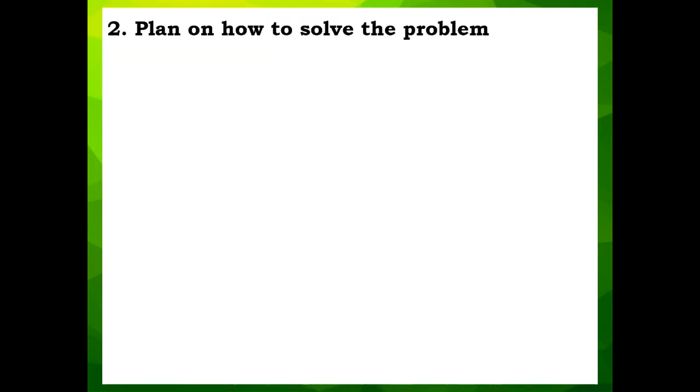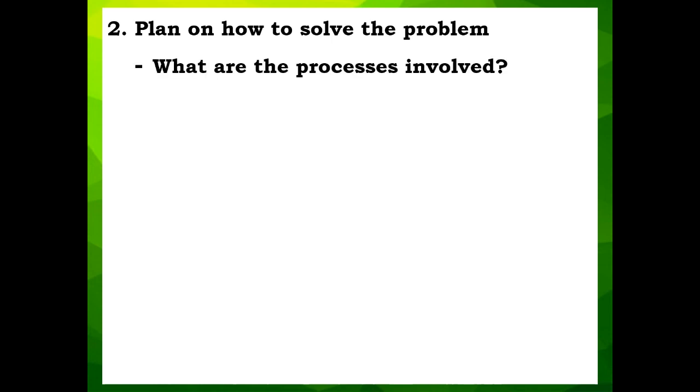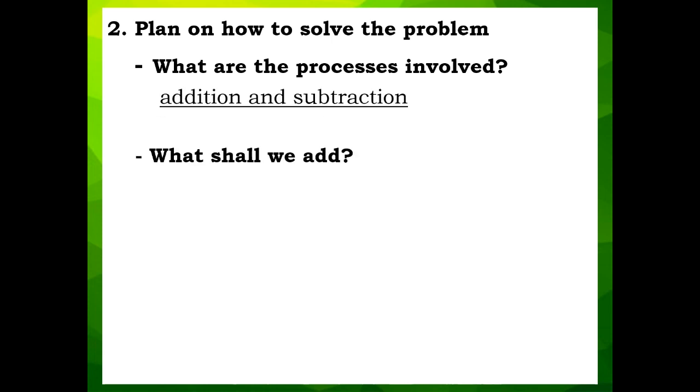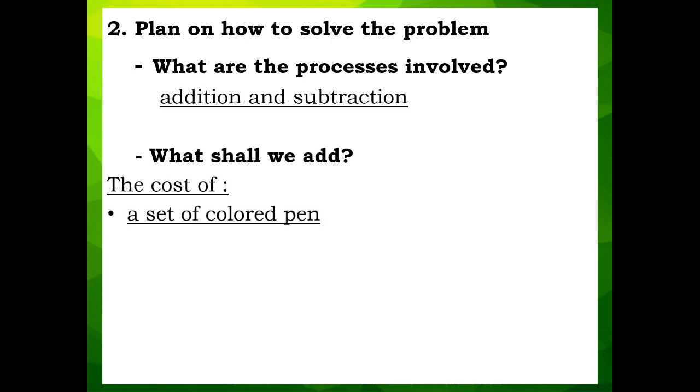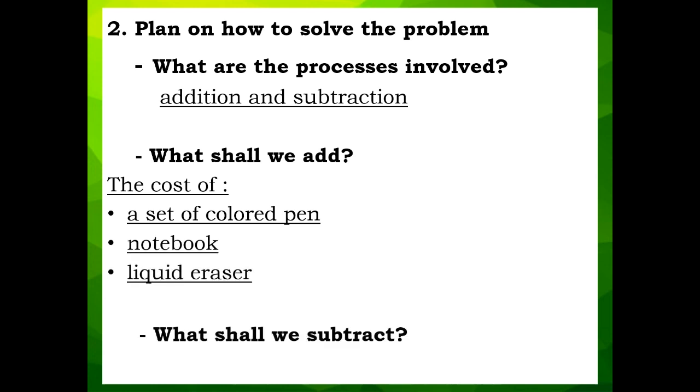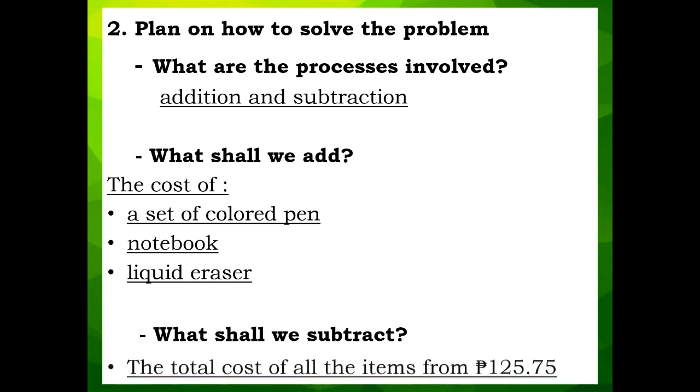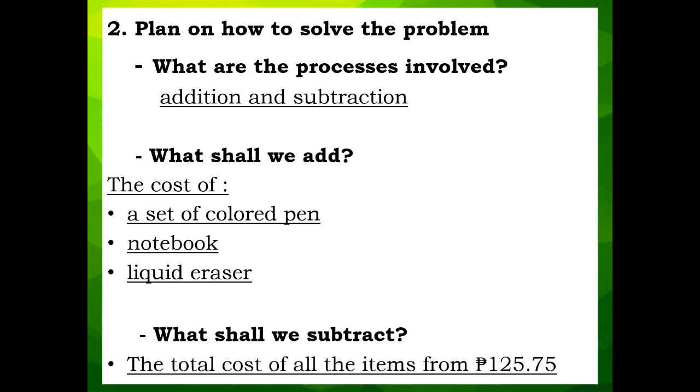Now, it's time to decide on a plan. Let us answer the following questions. What are the processes involved? Addition and subtraction. So, what shall we add? The cost of a set of colored pen, notebook, and liquid eraser. Then, what shall we subtract? The total cost of all the items bought from 125 pesos and 75 centavos.